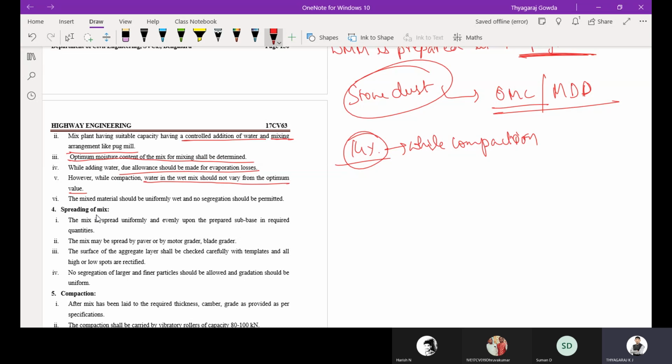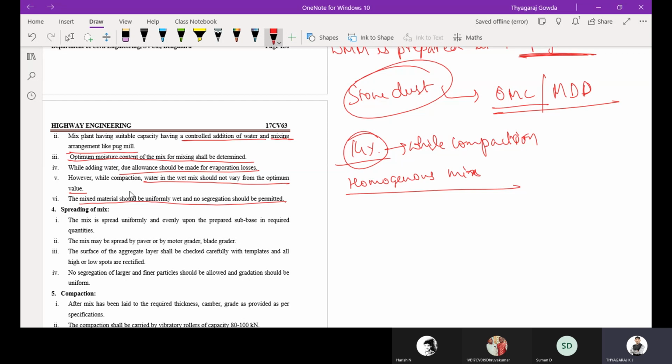Then the mixed material shall be uniformly wet and there should be no segregation. You should produce a homogeneous mix. You are going to provide a homogeneous mix without segregation.